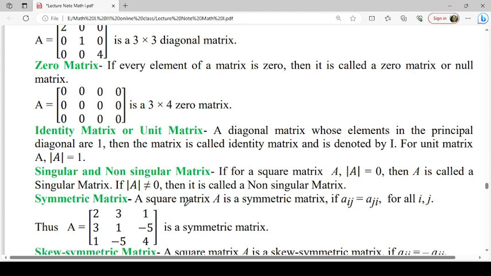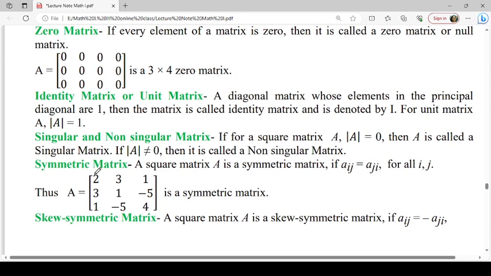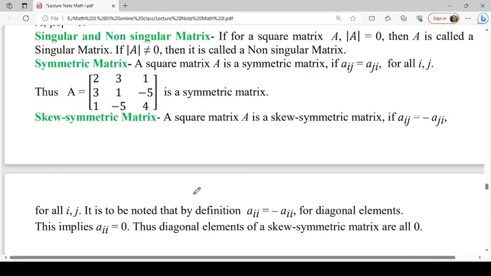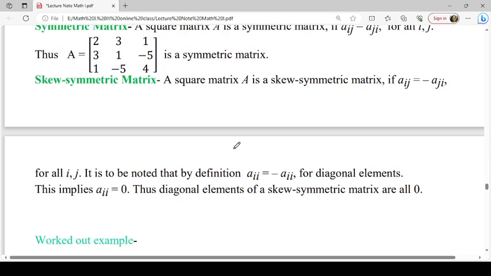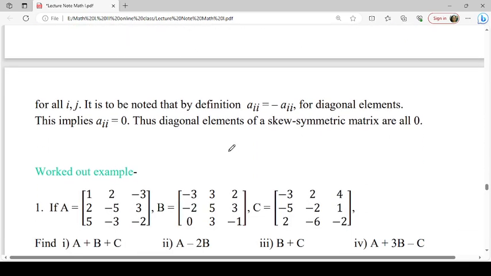Then a symmetric matrix is this. First we write this diagonal, then every element coincides. If we fold it, they will coincide like this. So 3 goes to 3, 1 goes to 1, minus 5 goes to minus 5, etc. Then a skew symmetric matrix is this one. Then matrix addition.